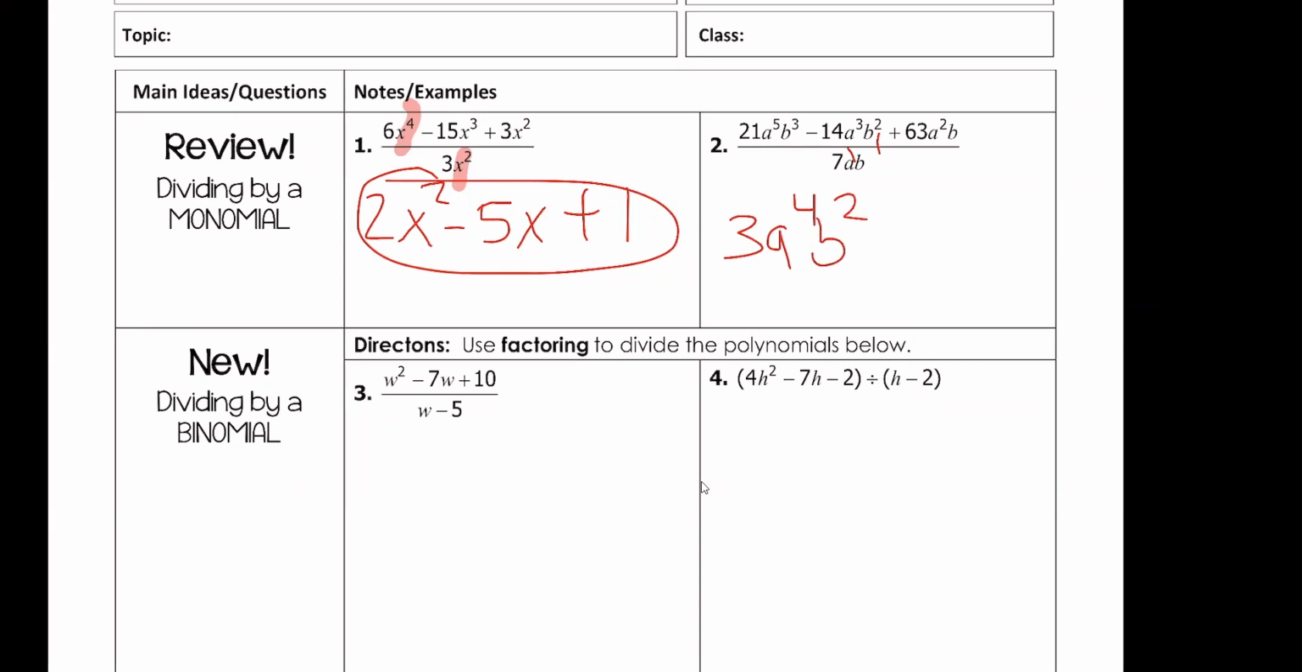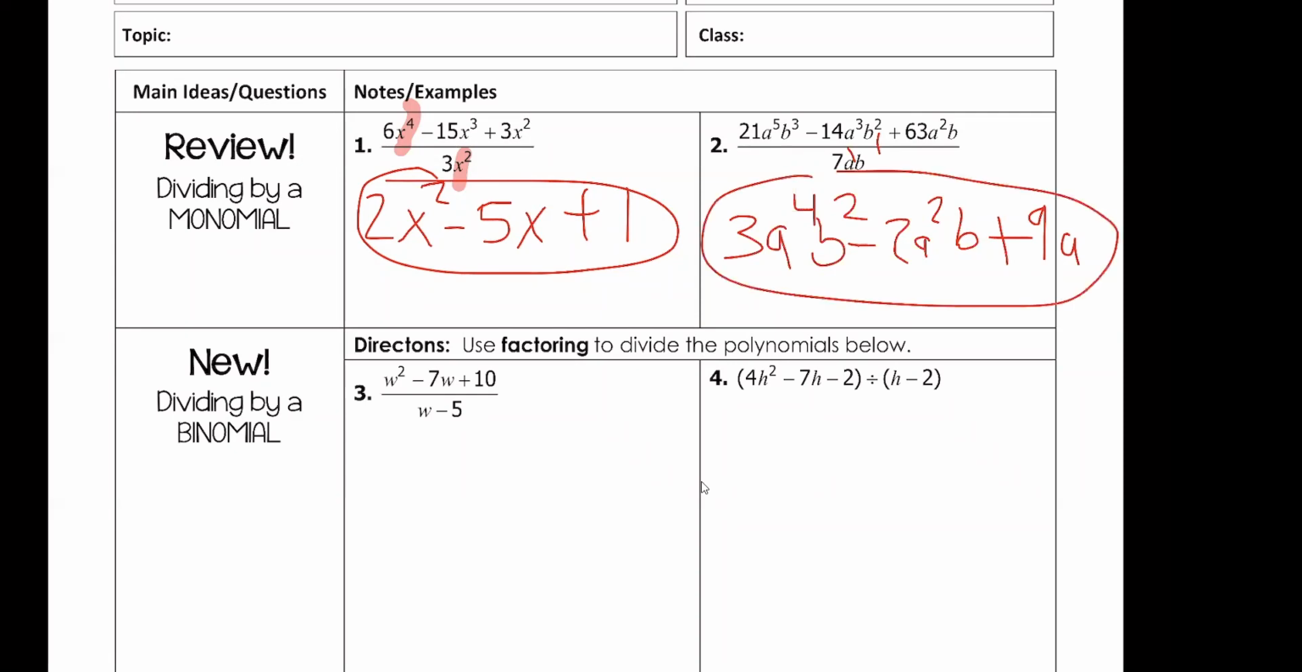Then 14 divided by 7 would be 2. And then, like I said, you're just lowering the power by 1 for both of those variables, because you're really just subtracting 1 from each power when you divide by a and b. And then 63 divided by 7 would be 9. A lowered by 1 power would just be a. And then the b's basically would cancel out. You'd have b to the 0, which is just 1. So this would be your final answer for this one.